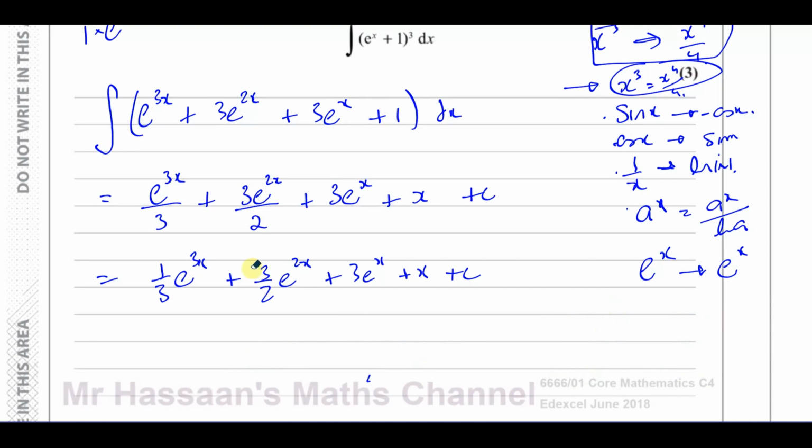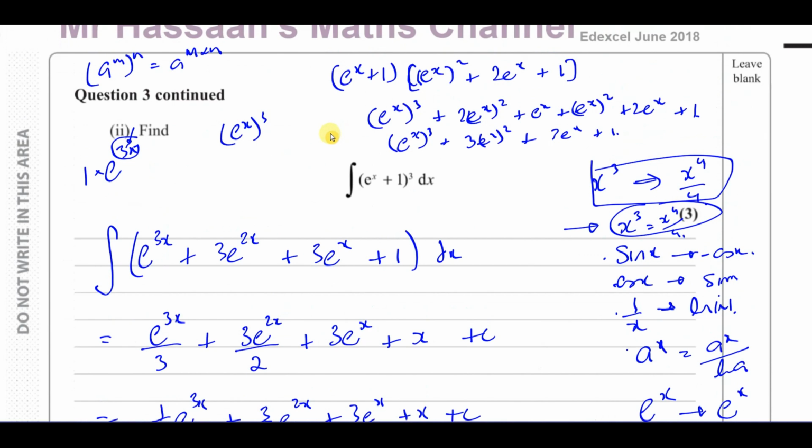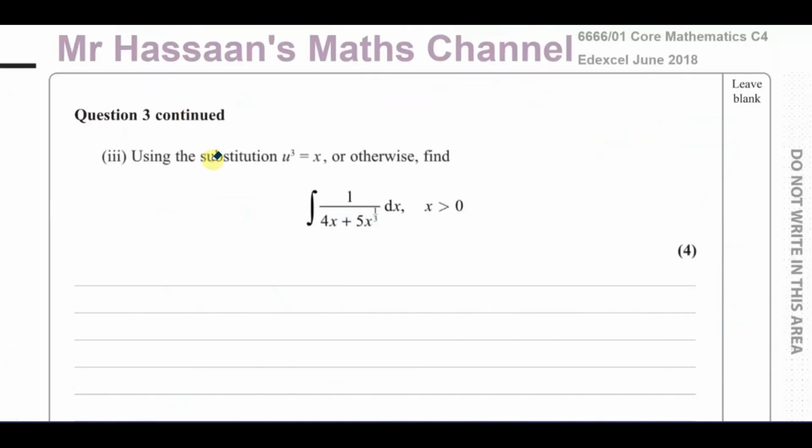Okay, and that's why we couldn't integrate this in the way that you were talking about, right? So there's the answer for question 3 part 2, which was being asked in the comments. But just to complete this question, I'm going to answer the next part, question 3 part 3, which is using substitution, u equals x cubed, or otherwise find the answer to this. Now I'm going to use the substitution that they asked us to use. That's probably the easiest way of dealing with it. So let's deal with that substitution.